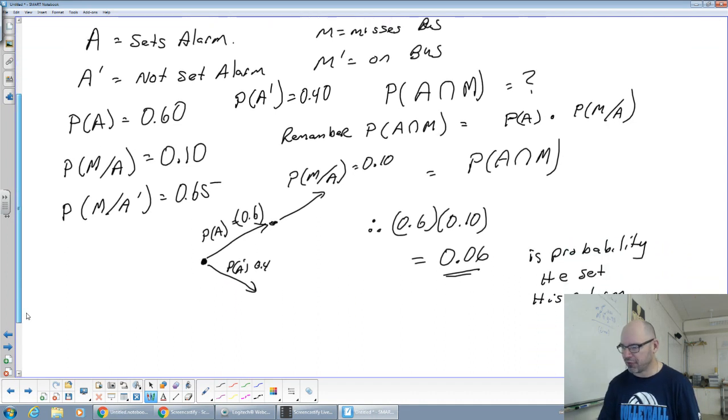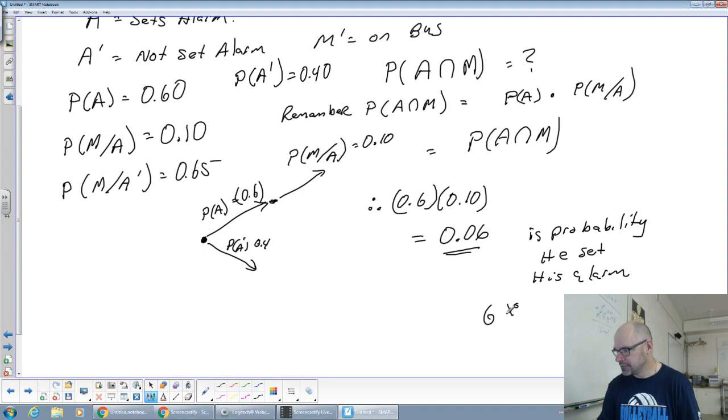Okay, which you can write as 6%. Okay, so there's an example of using that formula along a tree branch. Of course, you don't have to find any of the other tree branches because it's asking for a specific: miss the bus when you set the alarm. Okay.